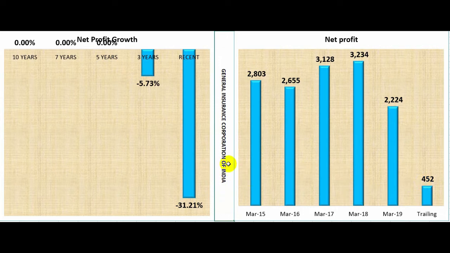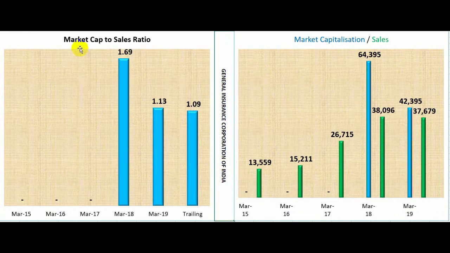Let us look at the valuation ratio, market cap to sales, meaning what was the sales generated and what was the value of the company in the market against that. When we look at this ratio, it will help us understand whether we are paying a high multiple for this company or we will be able to buy at a reasonable price considering what sales the company has done. In March 2019, the price to sales or market cap to sales ratio was just 1.1 times. In fact, in March 18 also, we see it was just 1.69 times.